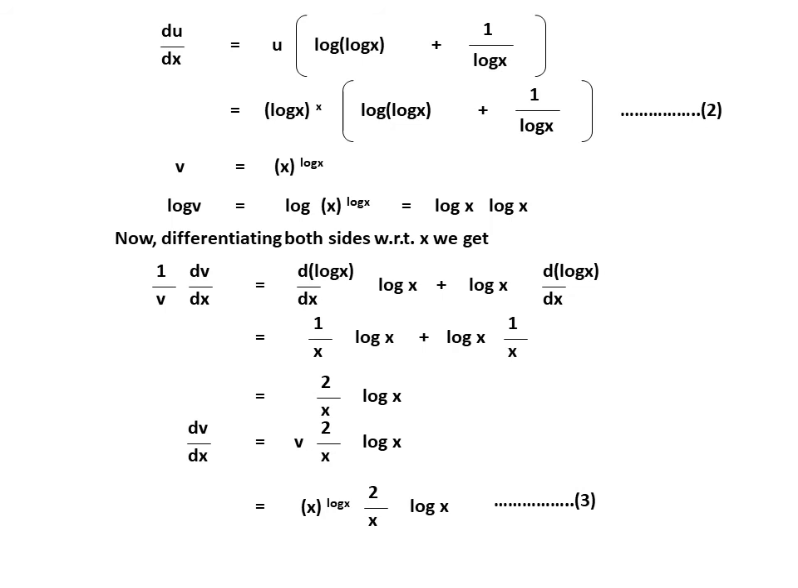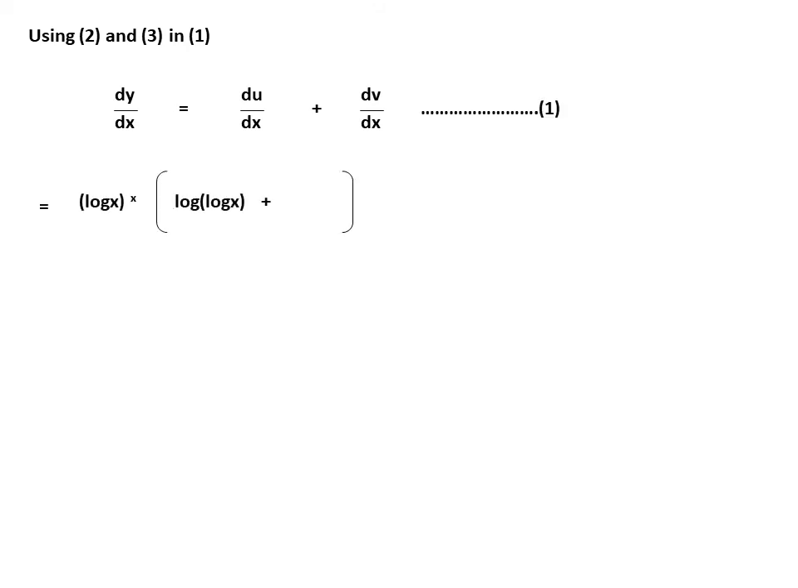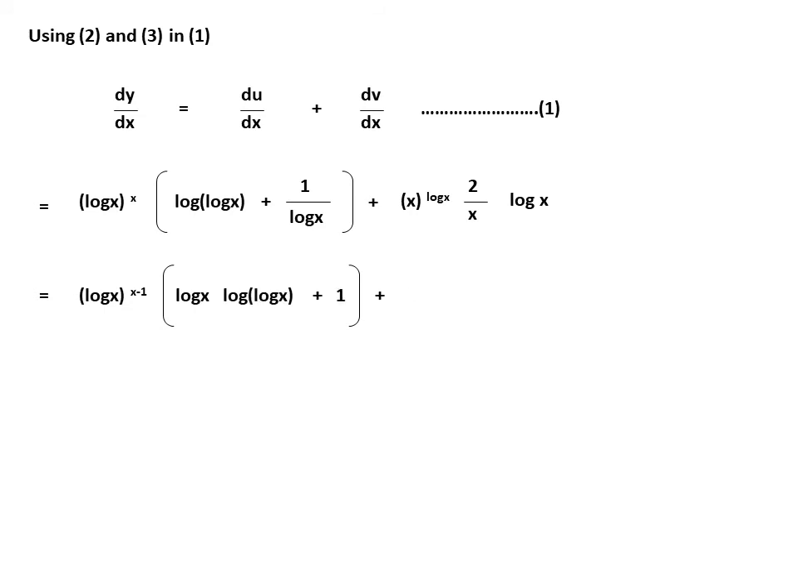Now remember, what is dy by dx? dy by dx is du by dx plus dv by dx. So the final answer is, using 2 and 3 in 1, dy by dx equal to du by dx plus dv by dx. You have to substitute those two values. This question seems to be very lengthy, but it is a very simple question. Only thing is you have to do it very carefully. See, this is the final answer. You substitute du by dx and dv by dx in equation 1.